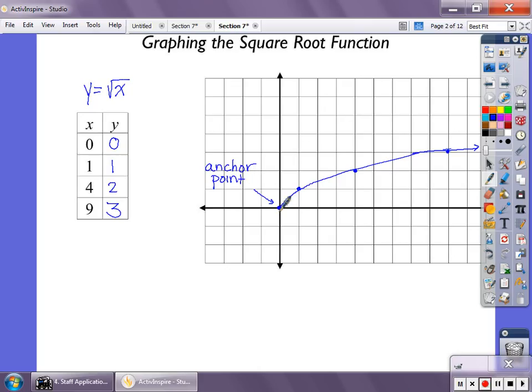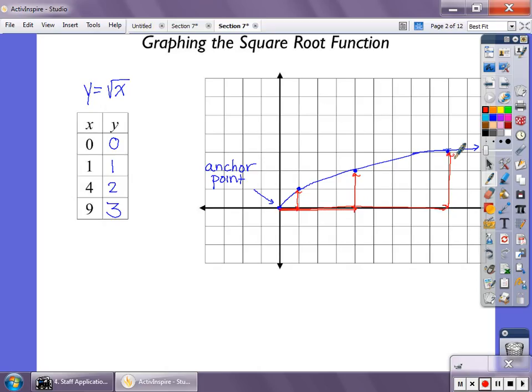You want to memorize that it starts at (0, 0). Then to get to the next point, you go over 1, up 1. To get to the third point, you go over 4, up 2. And then over 9, up 3. That's going to be really, really important to remember. Okay? Over 1, up 1 from your anchor point. Then over 4, up 2. And then over 9 and up 3.